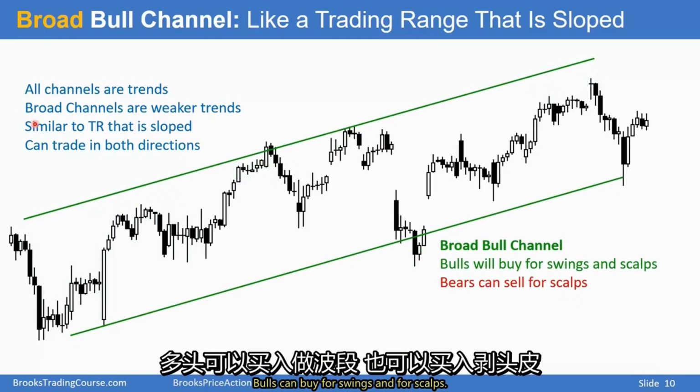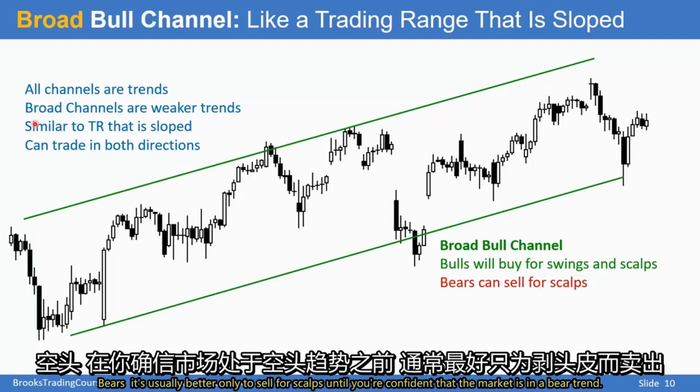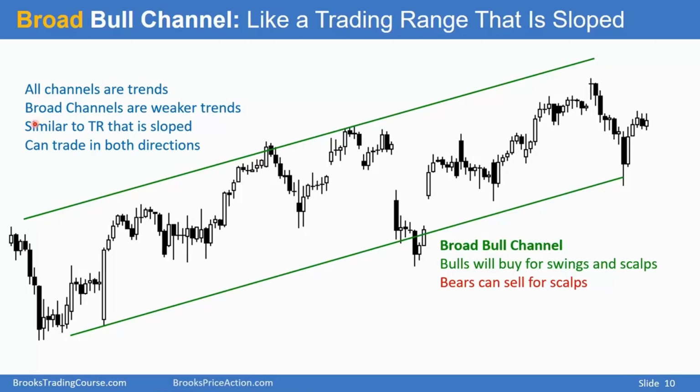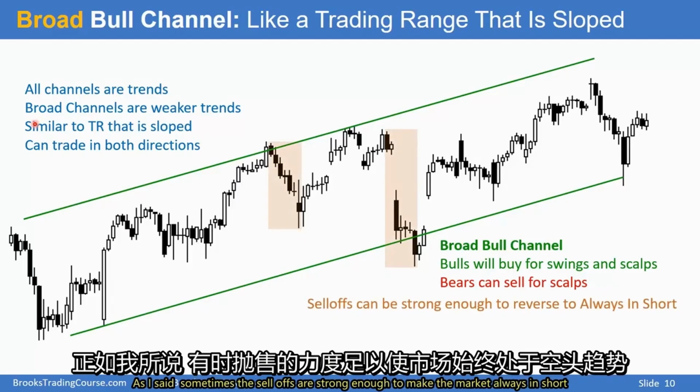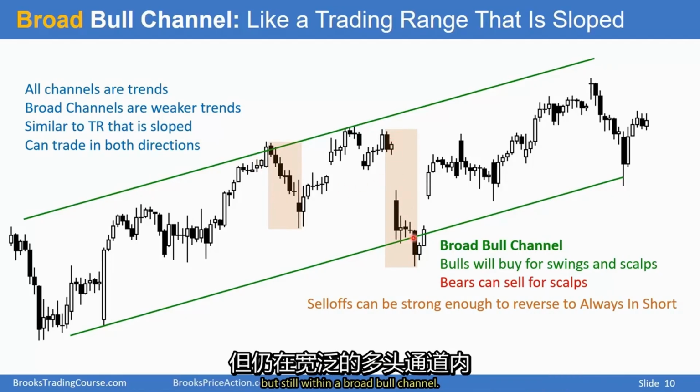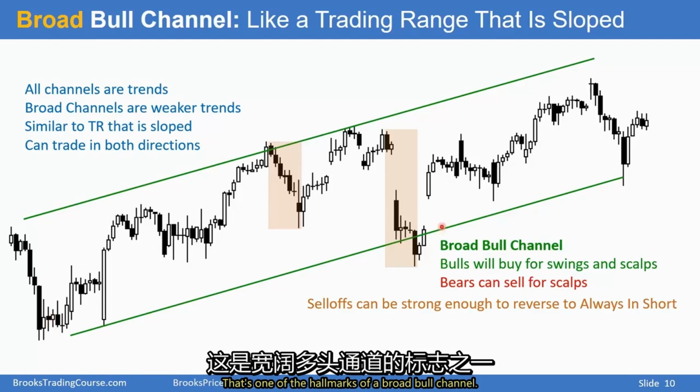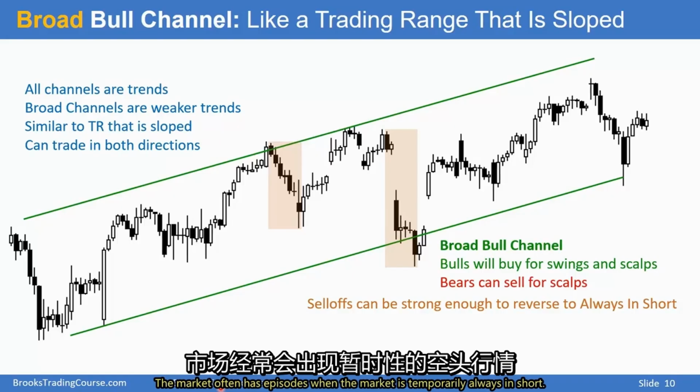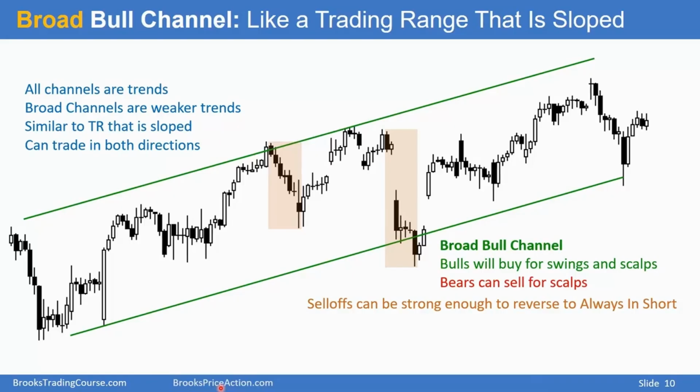Bulls can buy for swings and for scalps. Bears, it's usually better only to sell for scalps until you're confident that the market is in a bear trend. As I said, sometimes the sell-offs are strong enough to make the market always in short, but still within a broad bull channel. That's one of the hallmarks of a broad bull channel. The market often has episodes when the market is temporarily always in short.